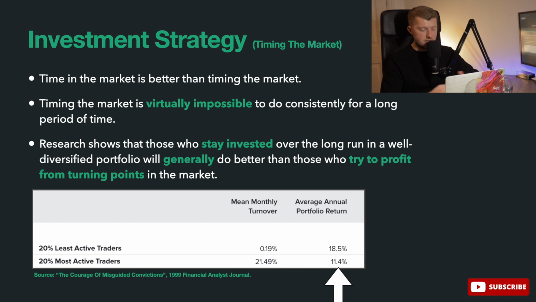And you can see a bit of a statistic here. The 20% of least active traders, those are just completely passive investors, have an average annual portfolio return of 18.5%. Versus the 20% most active traders who actually have an average portfolio return of just 11.4%. So there's a 7.1% difference per year based on how active you are within the market. So ideally, for the vast majority of people anyway, you're better off just investing, being quite passive about it, and progressively building your investment portfolio over time, rather than looking to buy and sell based on turning points in the market.